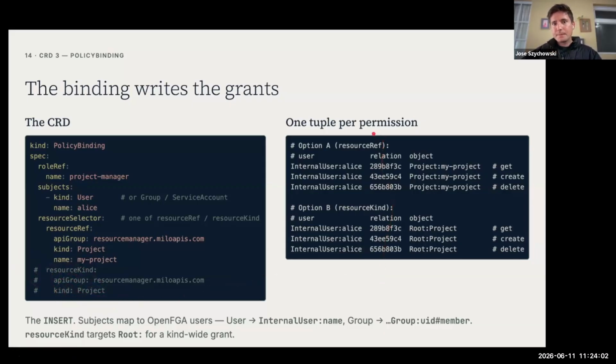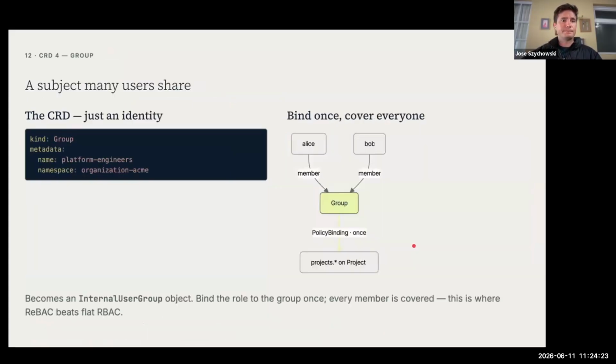So as you can see here, when you use resource reference, it just creates one tuple per permission inside the role. It defines the user, the relation, and the object. And when we use option B, which is a resource kind, it references the root kind of the object.